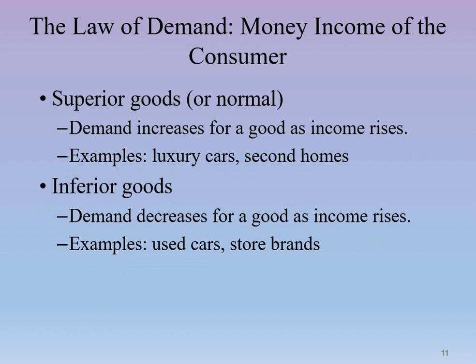Superior goods are normal. Demand increases for a good as the income rises. For example, luxury cars, second homes, vacation homes. Inferior goods: demand decreases for a good as income rises. So, for example, used cars and store brands.